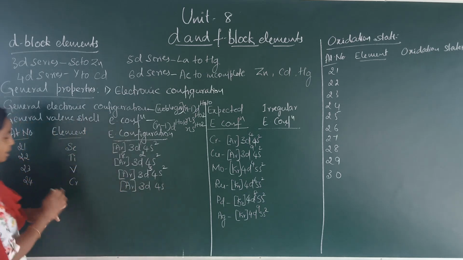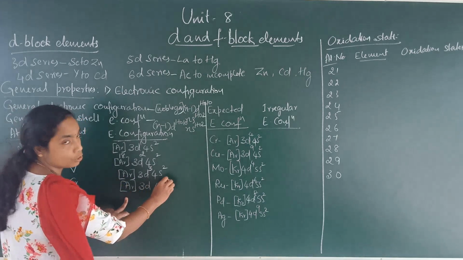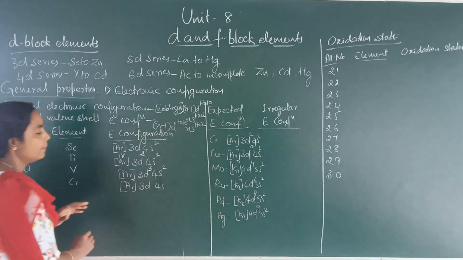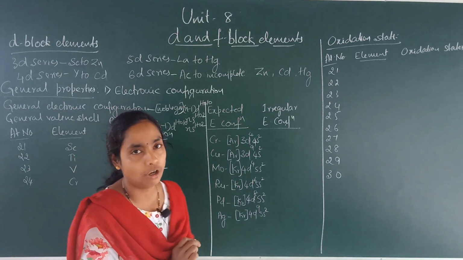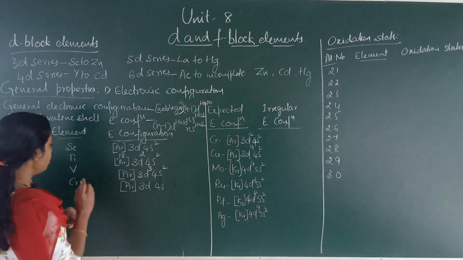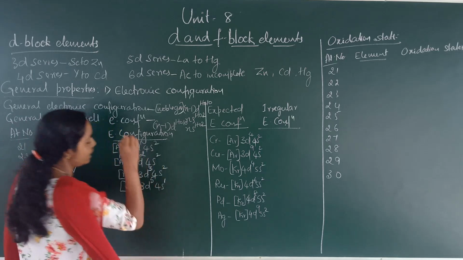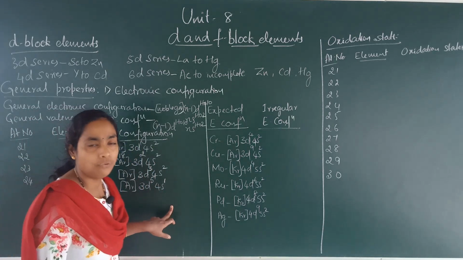The element with atomic number 24 is chromium. The electronic configuration of chromium would be argon 3d4 4s2: 18 plus 2 is 20, 20 plus 4 is 24. But chromium shows irregular electronic configuration. Therefore, the electronic configuration of chromium is argon 3d5 4s1 instead of argon 3d4 4s2.